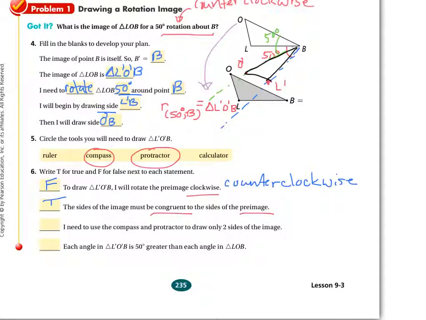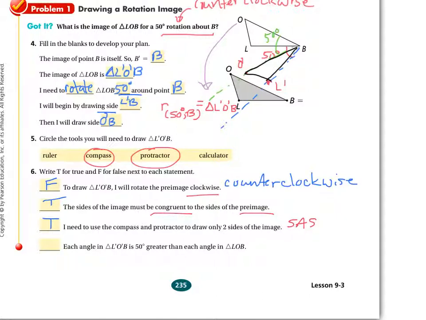I need to use the compass and protractor to draw only two sides of the image. True or false? How many sides did we draw? Two. Because we essentially did SAS, didn't we? We used the angle, and then we drew the two sides that included that angle.